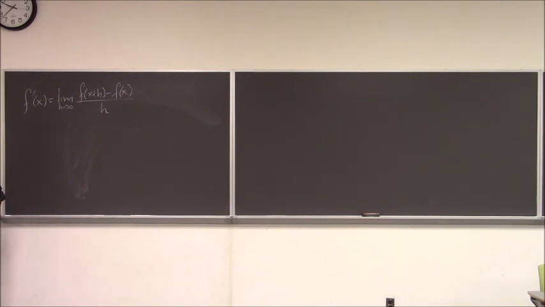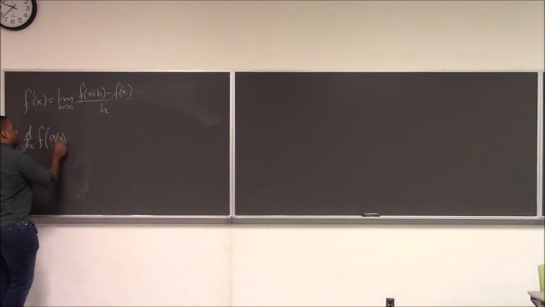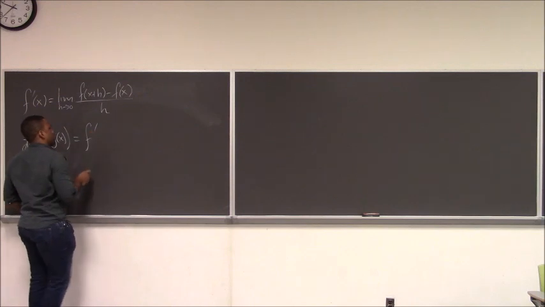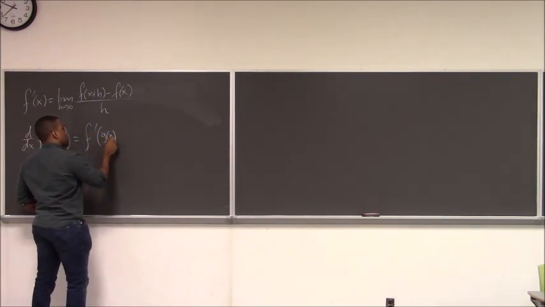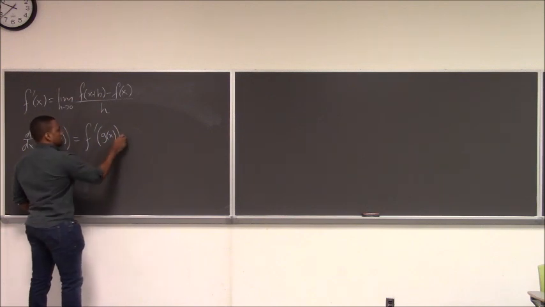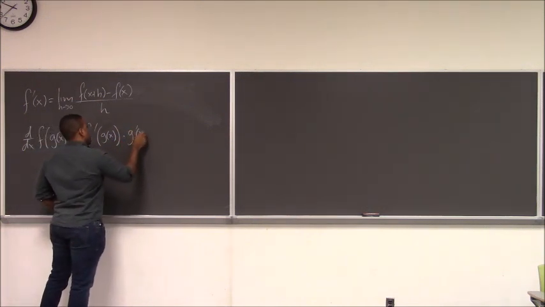Is the equation the derivative of f of g of x? The derivative of f of g of x is equal to f prime of g of x, not g of times x, not multiplication, times the derivative of g of x.